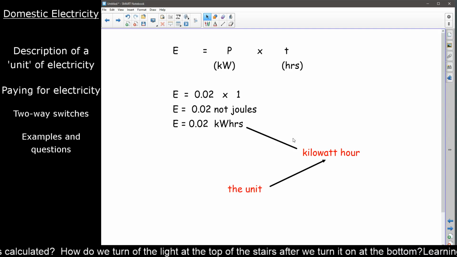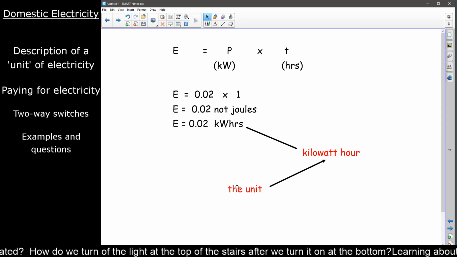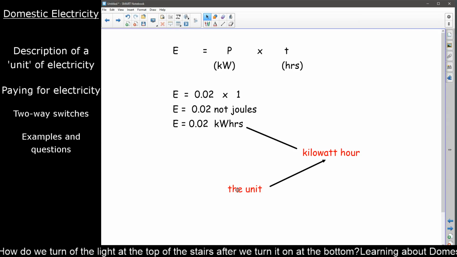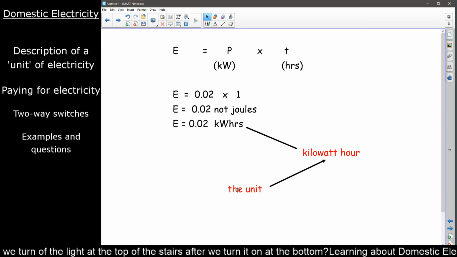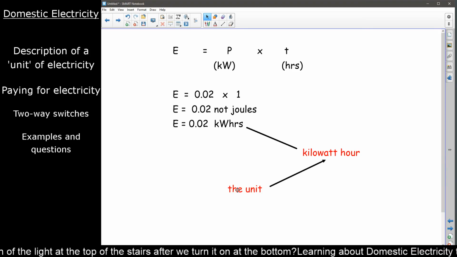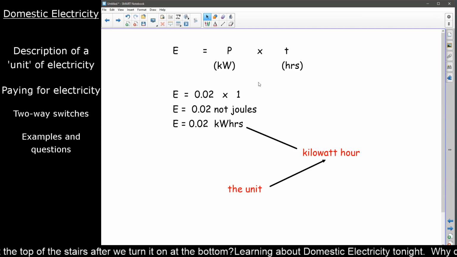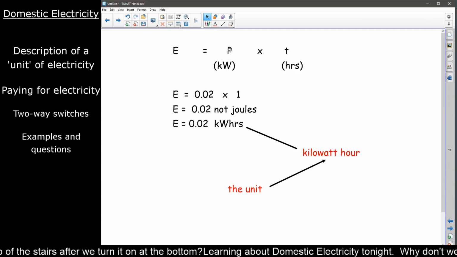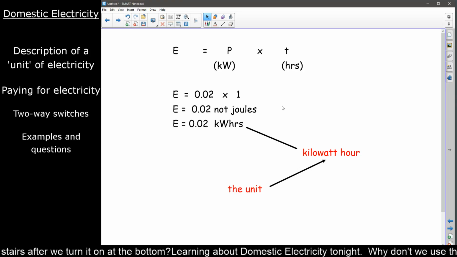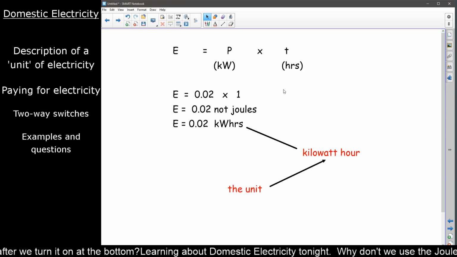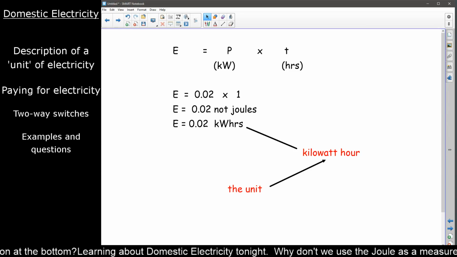0.02 kilowatt hours. This is called the kilowatt hour, but it is also called the unit of electricity. So when you're talking about electricity, you tend to talk about the units you use. That's how much you use. All we do is work out how many kilowatts you're using, how long you've been using it for, add it all up. That's your total energy. We still need to charge you for it. Remember, that was the whole point of this back at the start.